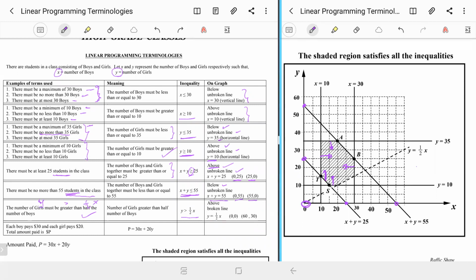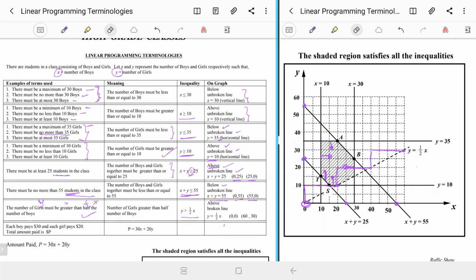So rise 10, run 20. Get to that. Rise 10 more, run 20. You get to this. Rise 10 more, run 20. You get to that. Because remember, half is the same as 10 over 20. So you can rise 10, run 20, or you can just plot 2 points.